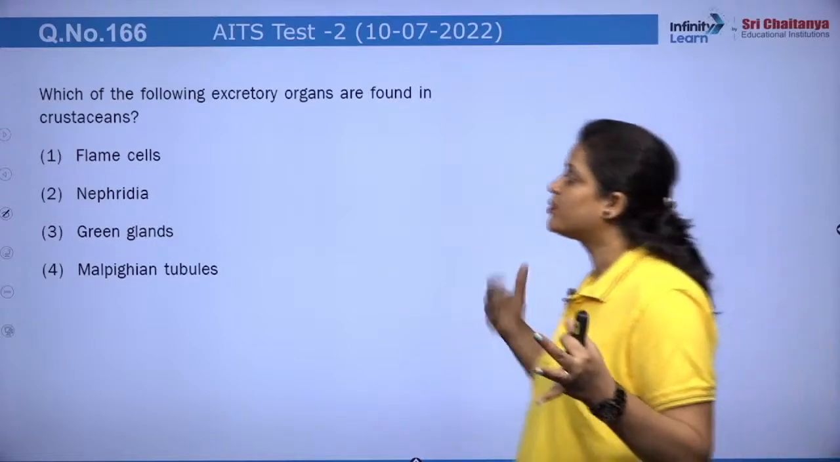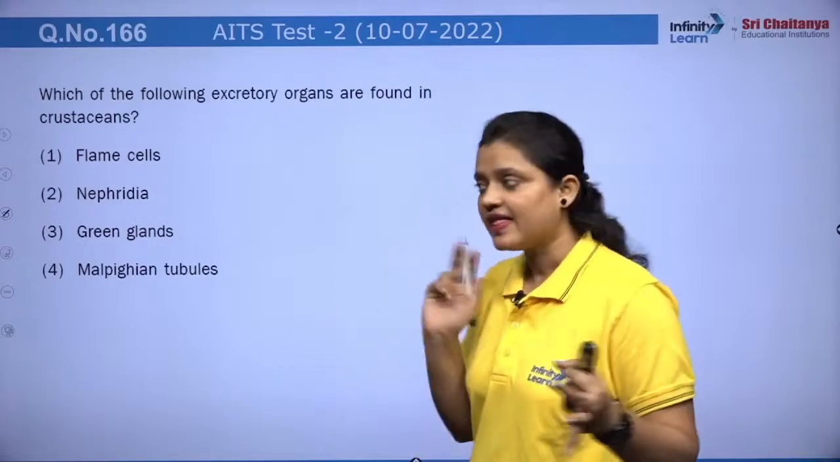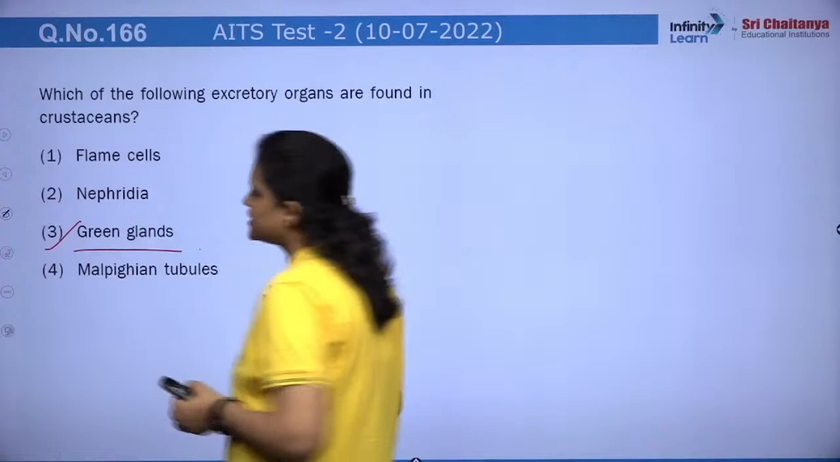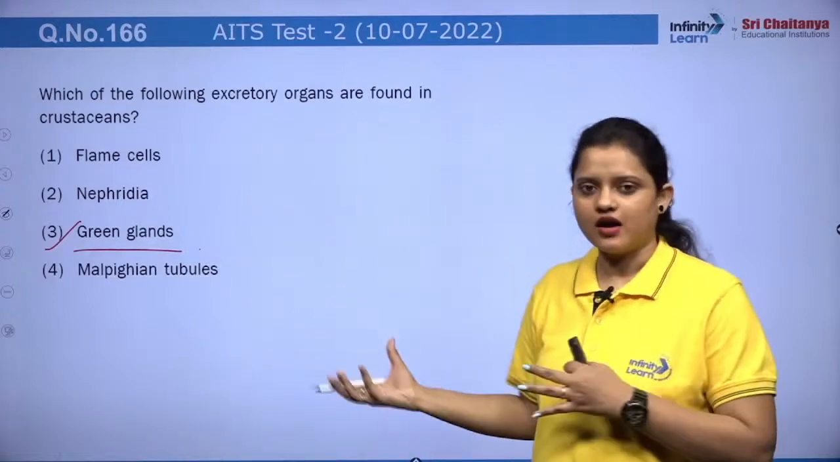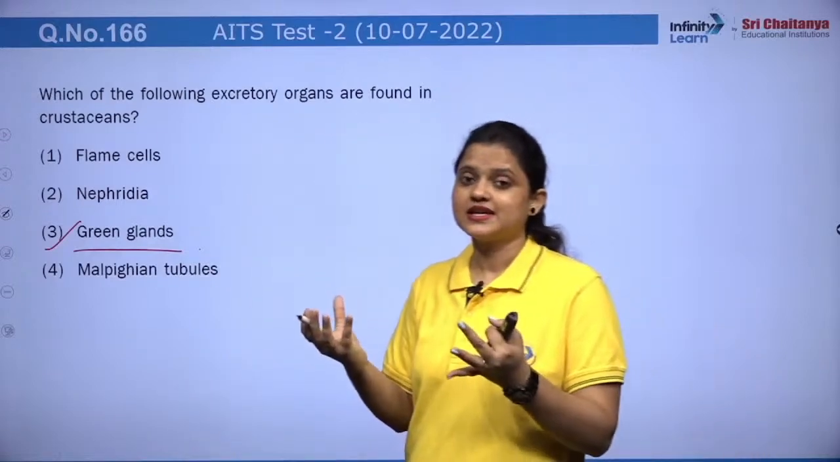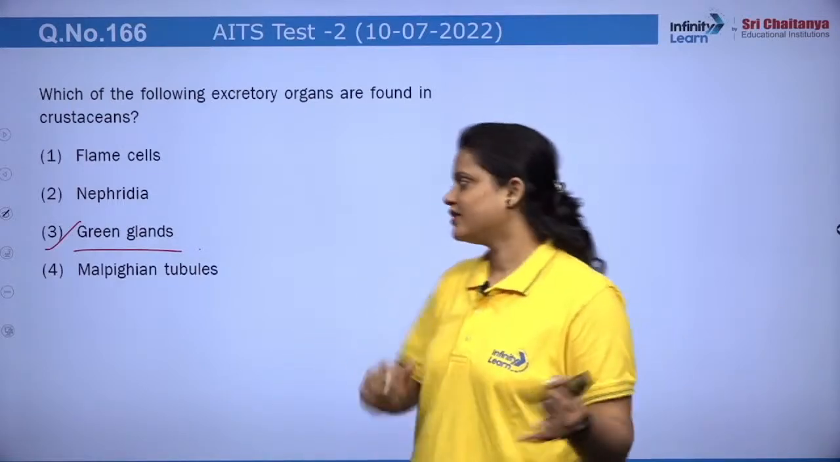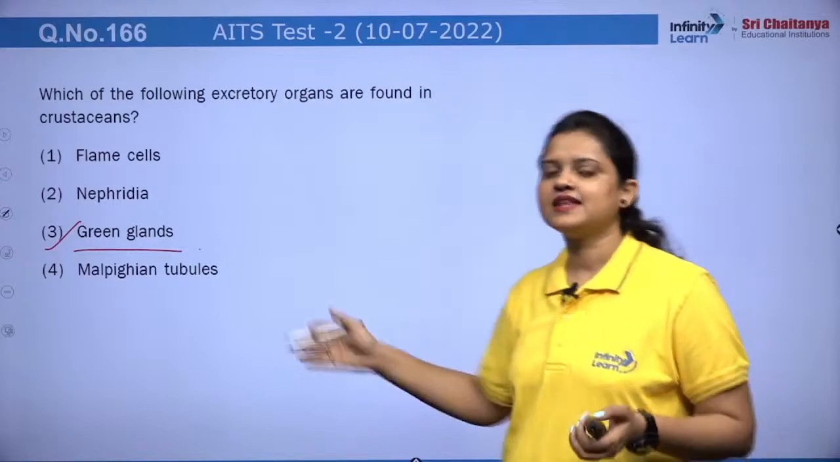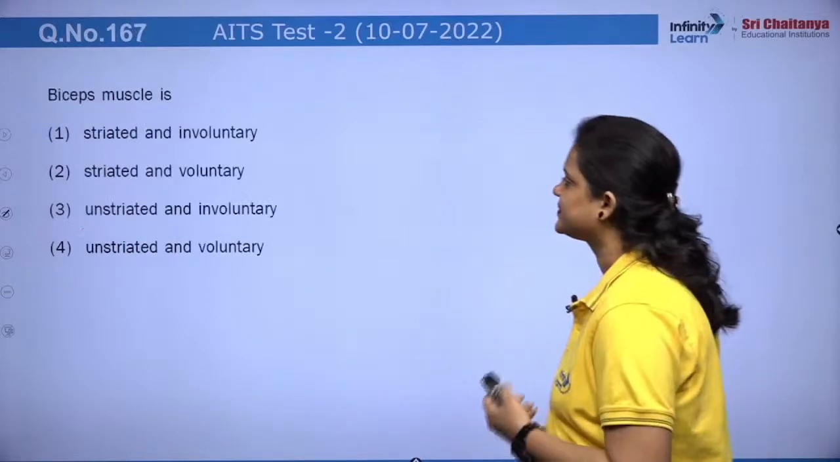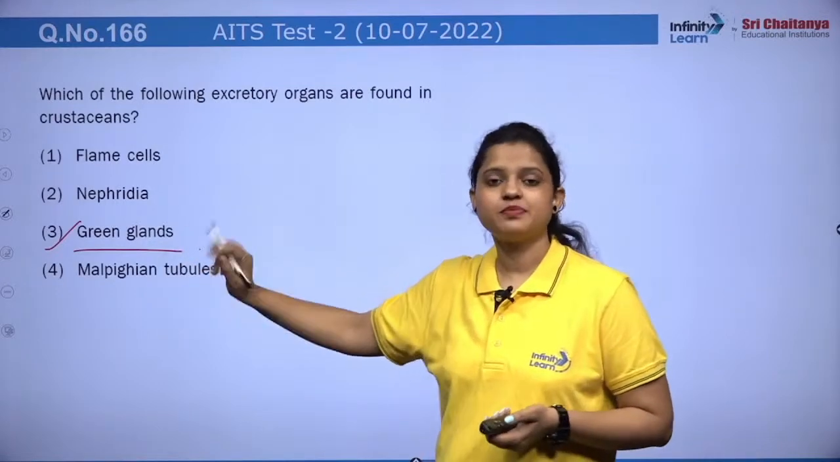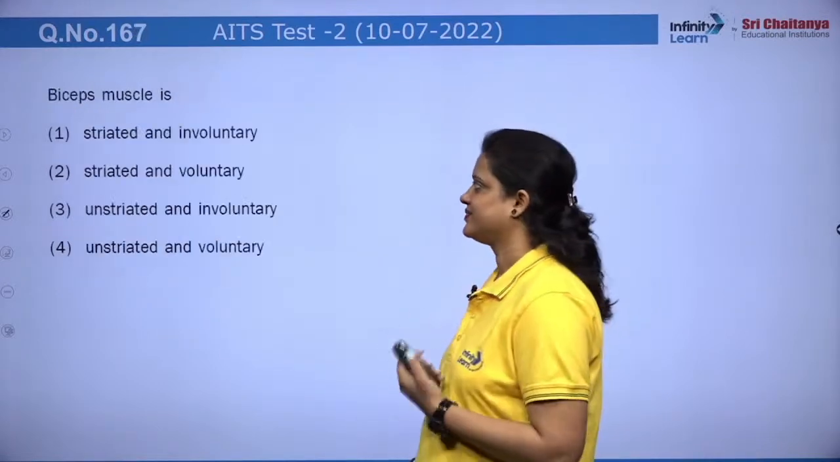Which of the following excretory organs are found in crustaceans? Crustaceans will include prawns and crabs, and for excretion they have green glands. Green glands are the modified Malpighian tubules, you can say. They are also known as antennary glands or antennal glands, right? Malpighian tubules are there in the insects, right? Flame cells are present in the flatworms, and nephridia is present in Annelida.